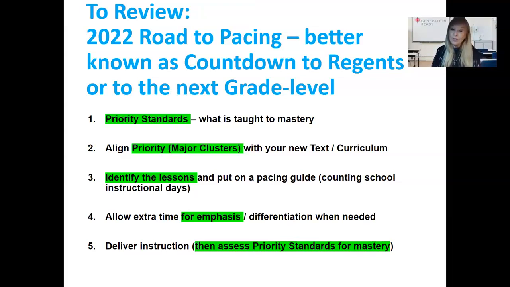So allow extra time for emphasis and differentiation when needed. We build that into the pacing. It's very important. We attend to the learning gaps, or kids won't have mastery. Got to do that. And then, that's the planning. And then five, deliver the instruction.